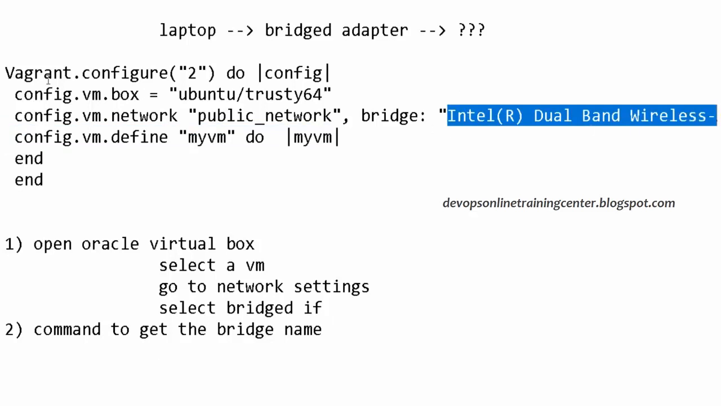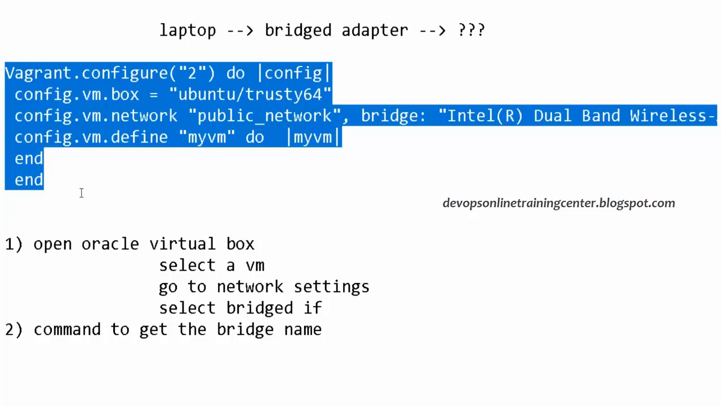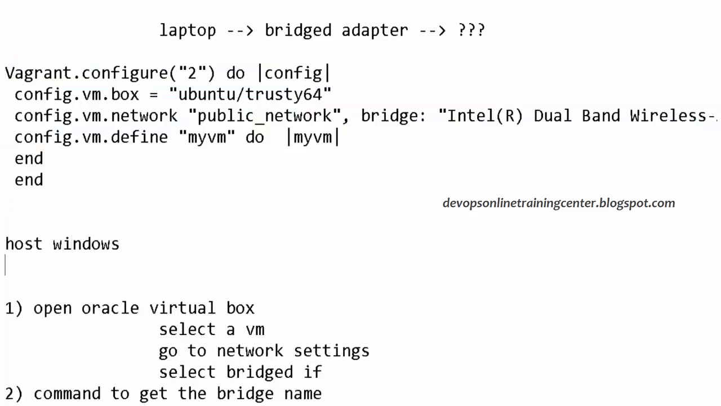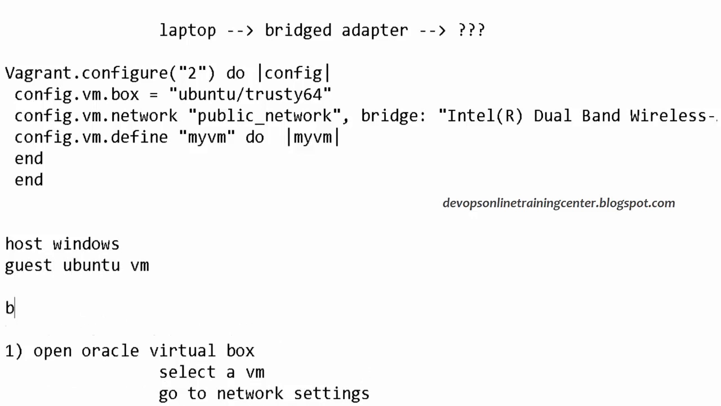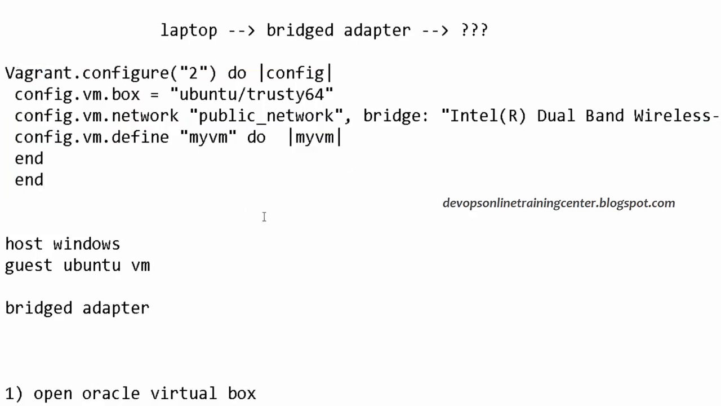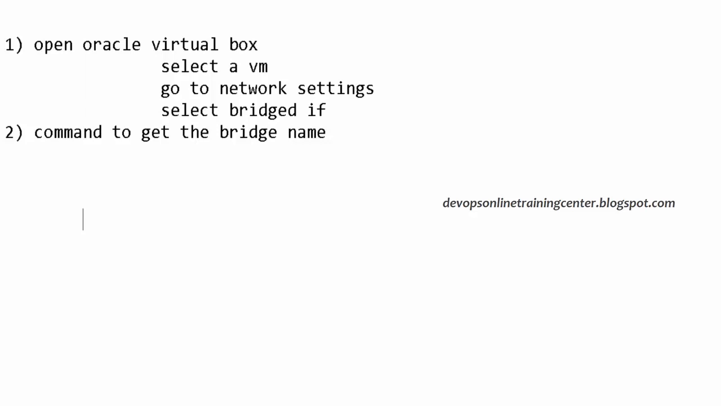So a link will be created between the Vagrant VM and the host machine. Here host is Windows, guest is your Ubuntu VM. We are creating a bridge between them, that is nothing but the bridged adapter. We are creating a bridge of public network using the wireless adapter which is available on the host. So that we do this way. So this is the file, right? Can you try this? Yes, only for the internet connection.